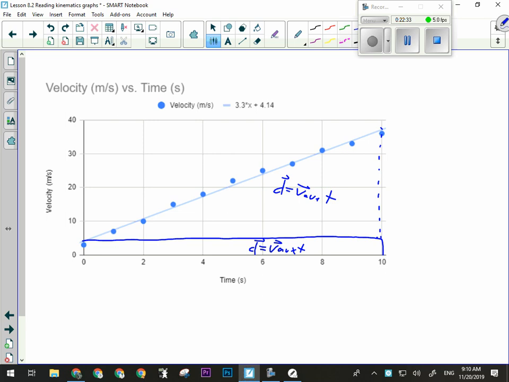The rectangle has a height of 4.14, okay, and a base of 10. Okay, so we're looking at 41.4 meters for the rectangle. Are they all right with that? Okay. What's the height of the triangle?